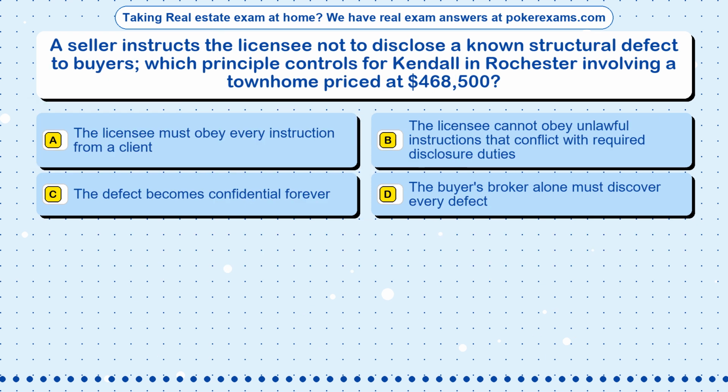Question 26. A seller instructs the licensee not to disclose a known structural defect to buyers. Which principle controls for Kendall and Rochester involving a townhome priced at $468,500? Option A. The licensee must obey every instruction from a client. Option B. The licensee cannot obey unlawful instructions that conflict with required disclosure duties. Option C. The defect becomes confidential forever. Option D. The buyer's broker alone must discover every defect.